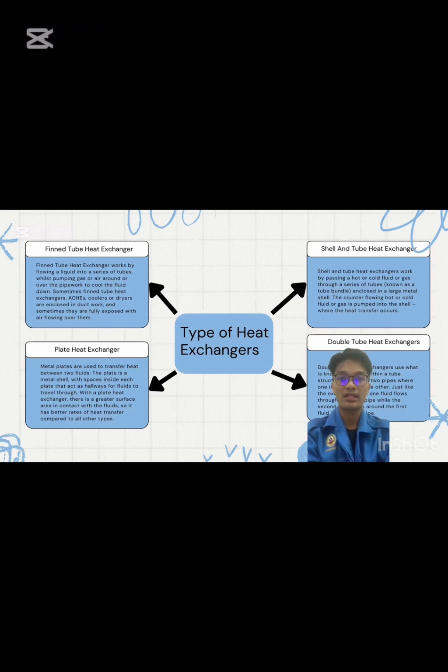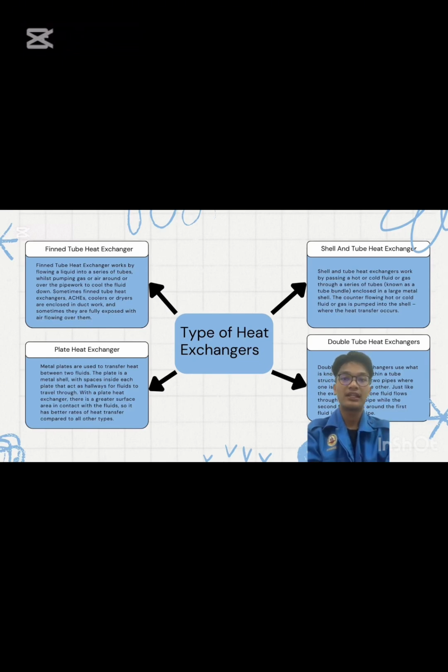A shell and tube heat exchanger works by passing a hot or cold fluid or gas through a series of tubes known as a tube bundle. Enclosed in a large metal shell, the counterflowing hot or cool fluid or gas is pumped into the shell where the heat transfer occurs.